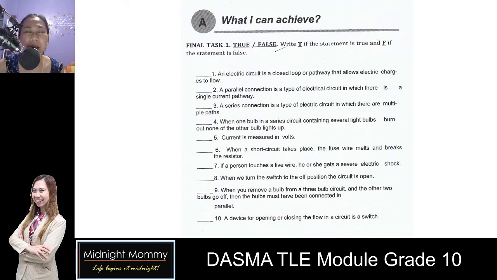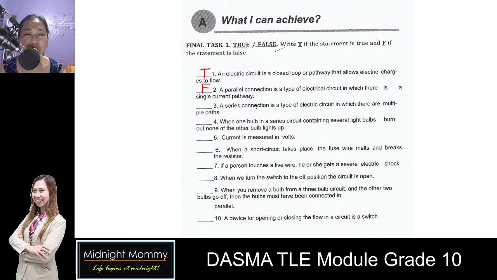Gawin natin itong final task number 1. So, true or false, write T if the statement is true and F if the statement is false. Okay, so number 1, an electric circuit is a closed loop or pathway that allows electric charges to flow. Yes, this is true. Number 2, a parallel connection is a type of electrical circuit in which there is a single current pathway. Okay, so this is false kasi sa parallel connection, pwedeng more than one.